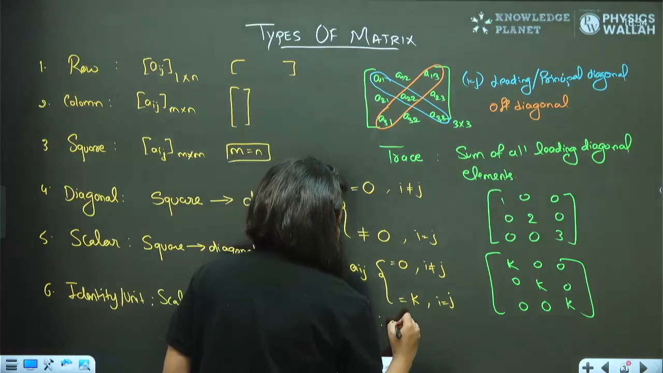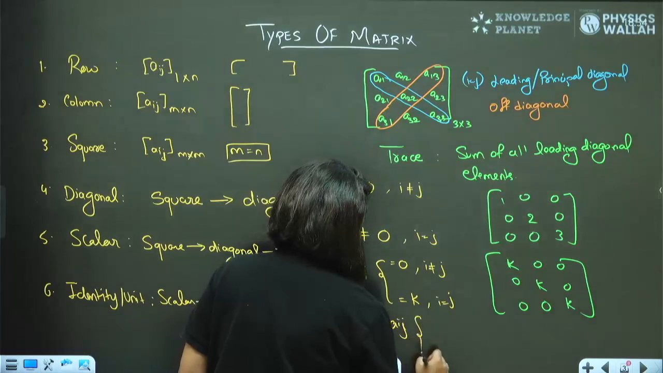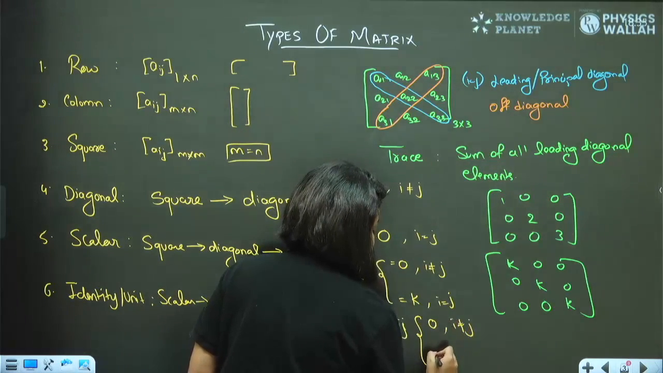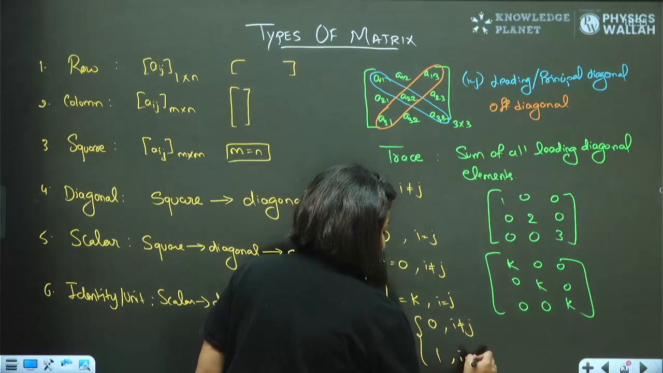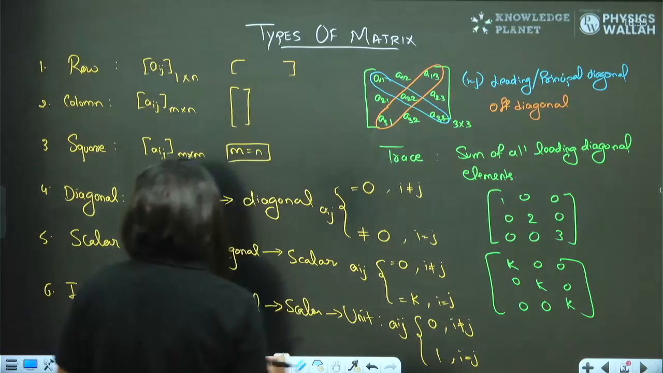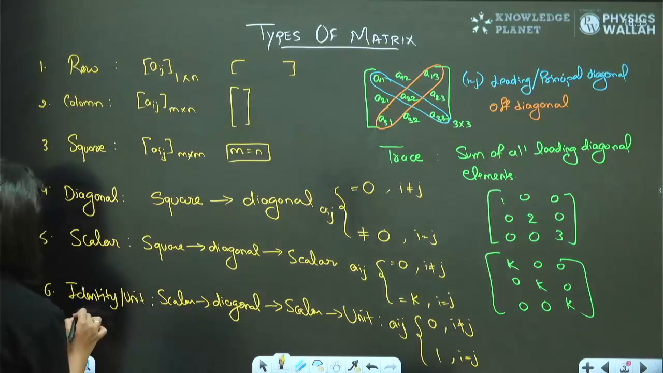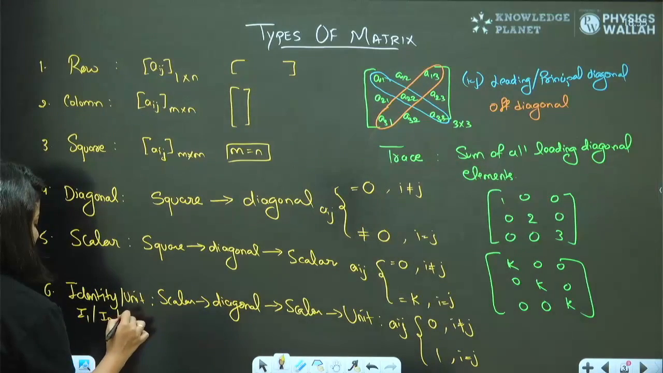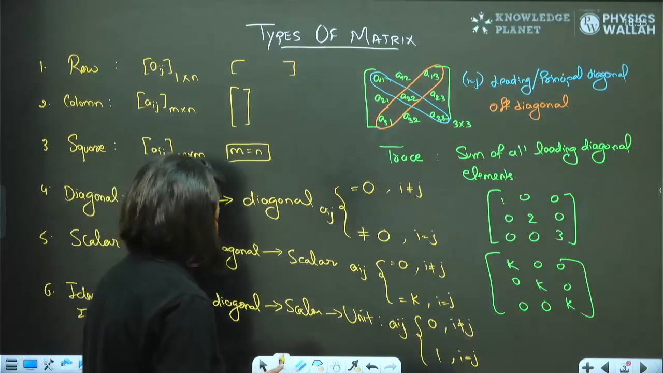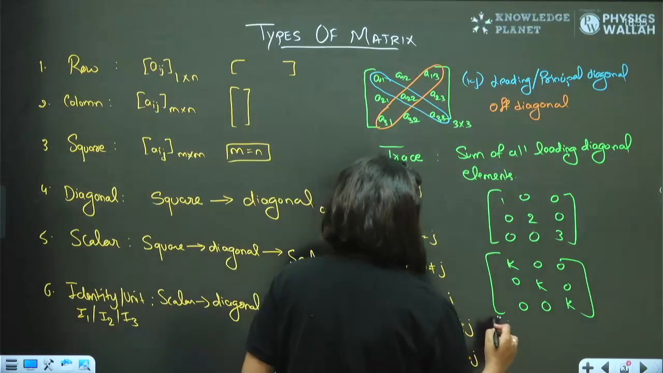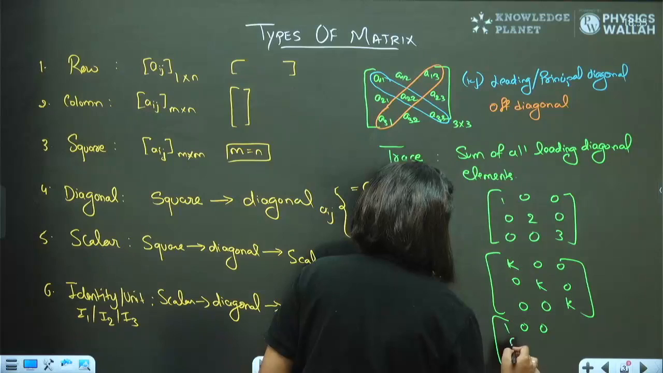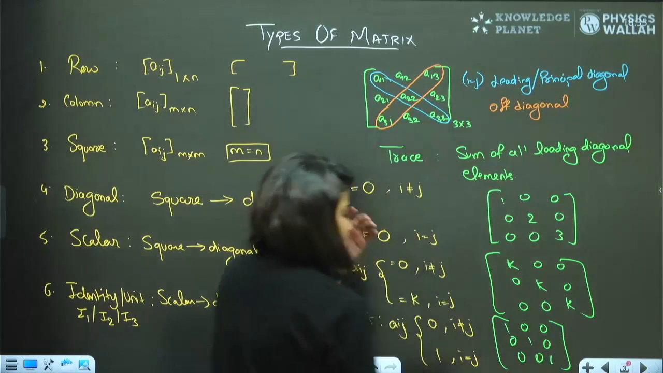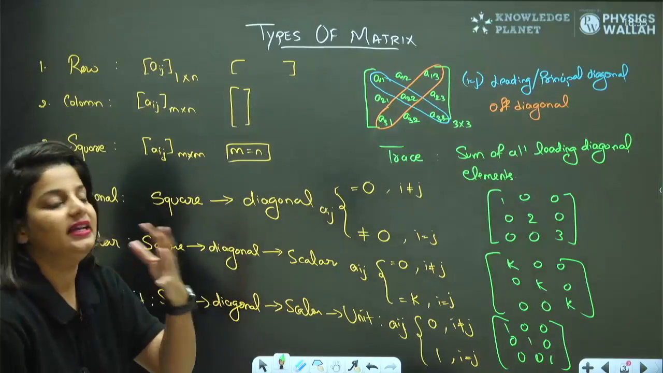And what is the definition? Aij is equal to 0 when i and j are not equal, and it is equal to 1 when i is equal to j. So an identity matrix can be of different forms, like I1 of order 1, I2 of order 2, I3 of order 3. We only have I1, I2, I3, and we will only be dealing with that. I am writing order 2 here. Can you see all the leading diagonal elements are the same and they are equal to 1.